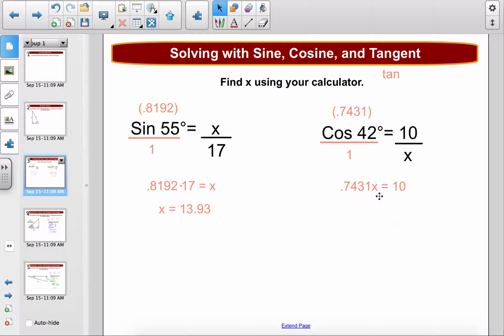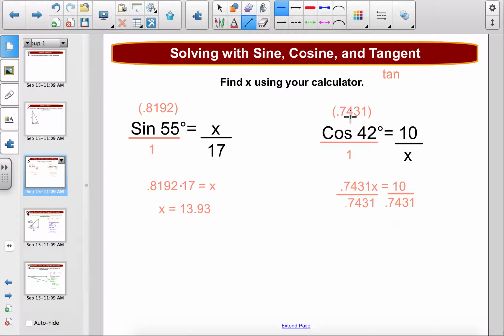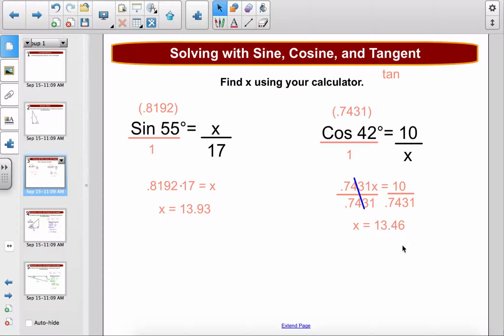All right, well, how do I solve for x here? Because I can't just type this in my calculator. Well, I got to get rid of this 0.7431 thing. So what I'm going to do is I'm going to divide both sides by 0.7431 because they're going to cancel on this side. So then I'm left with x equals that number. So 10 divided by 0.7431 is approximately 13.46. All right, again, feel free to pause the video if you're getting stuck. Otherwise, we're going to move on and show how to use this in triangles.